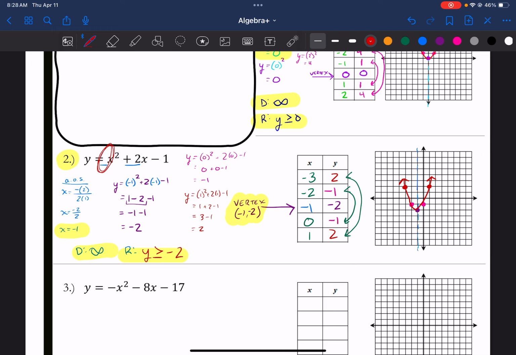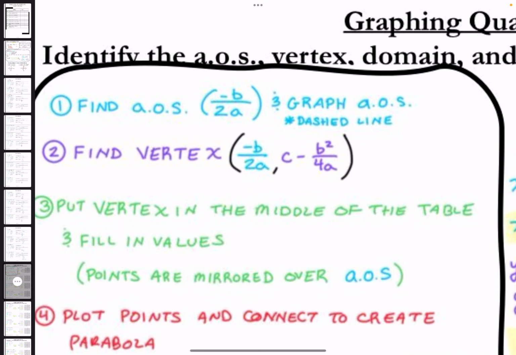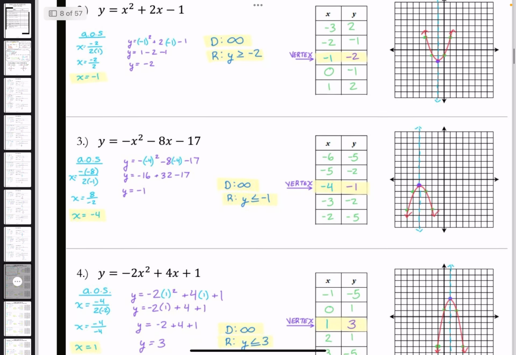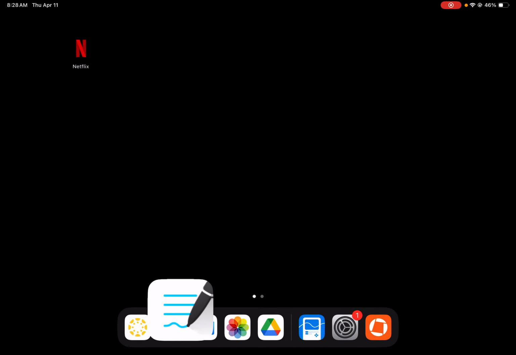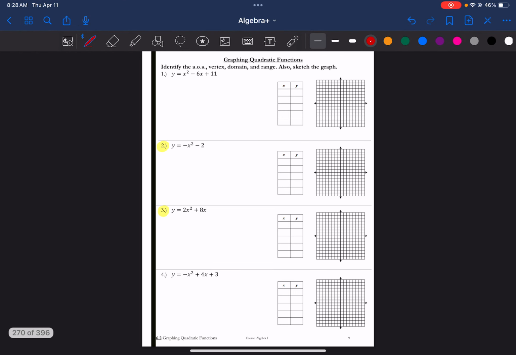I'm going to show you the answers to the next one, so if you want, go ahead and pause the video so then I can show you the answers. Here are the answers. So if you want to pause the video as you check them, you can check them. Make sure, again, that you are plotting 5 points. So that is lesson 6.2.